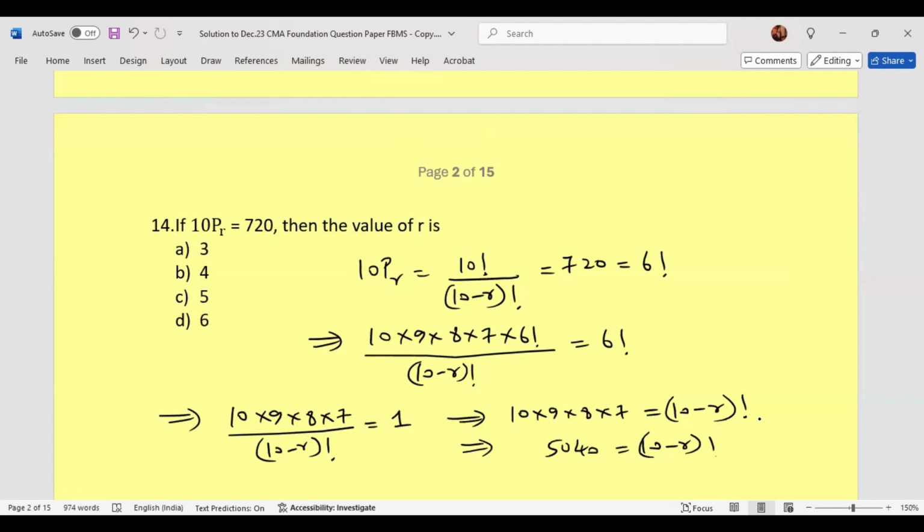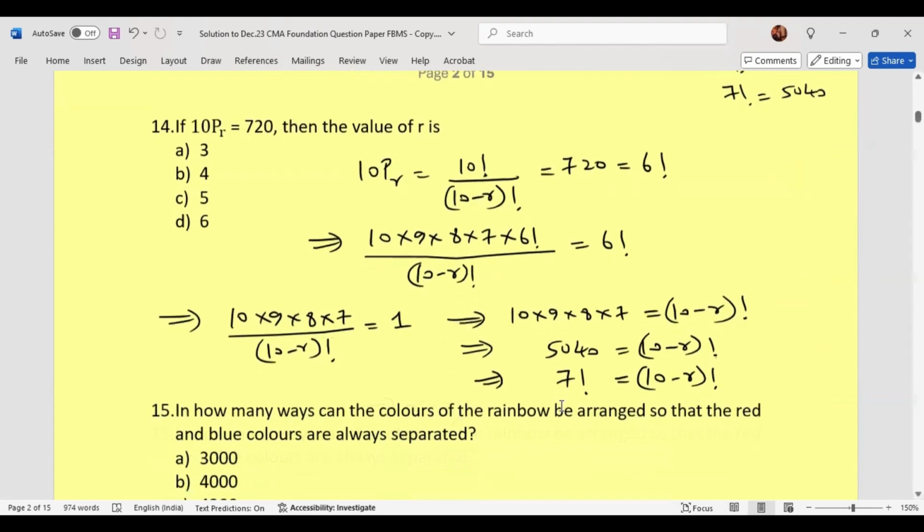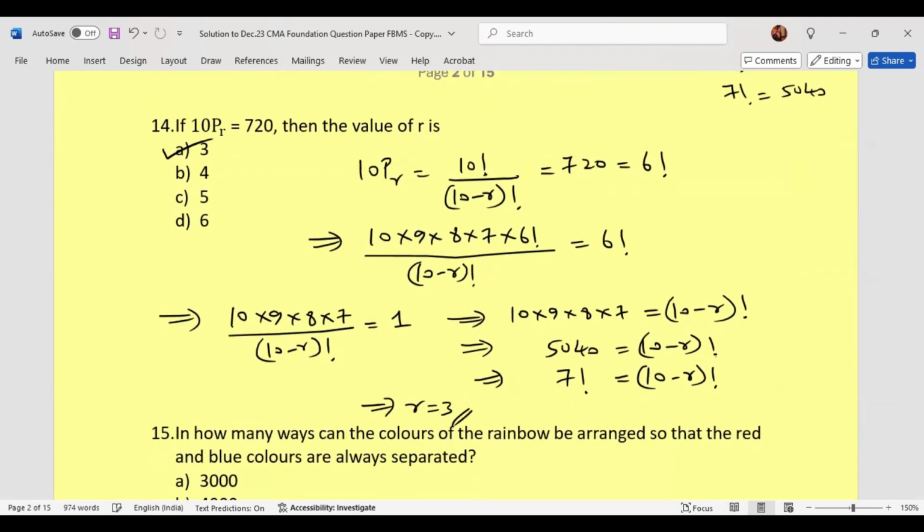Now, we know we had seen already 6 factorial is 720. So 7 factorial should be 720 into 7. We get 5040. So we can express this 5040 as 7 factorial. This is 10 minus R, the factorial, which means R should be 3. So the option is A.